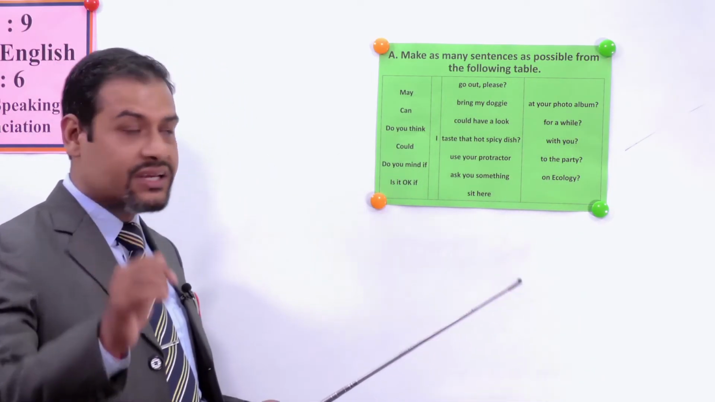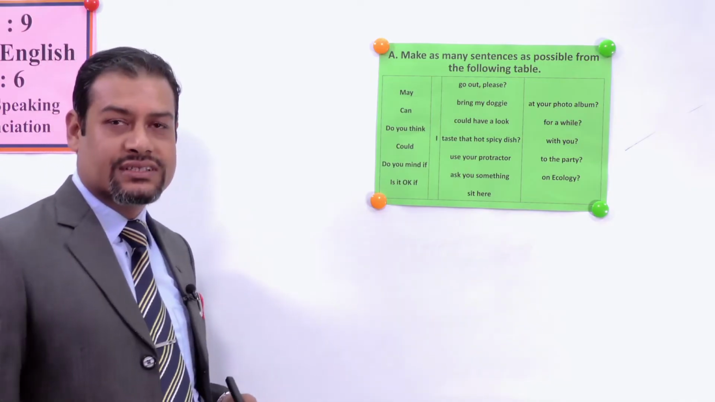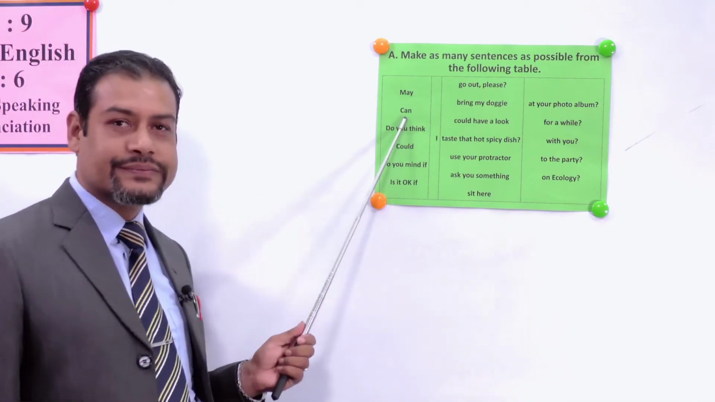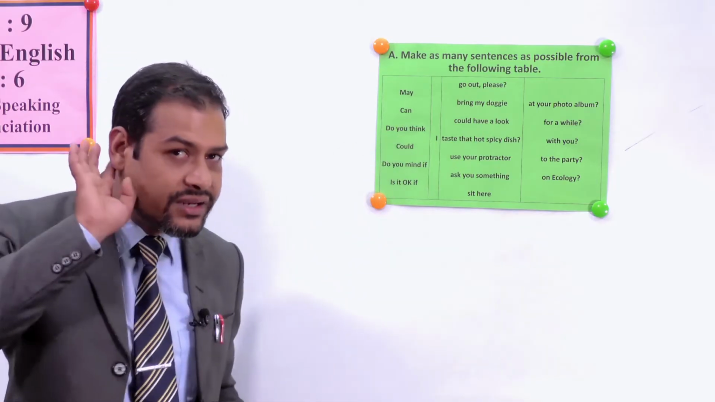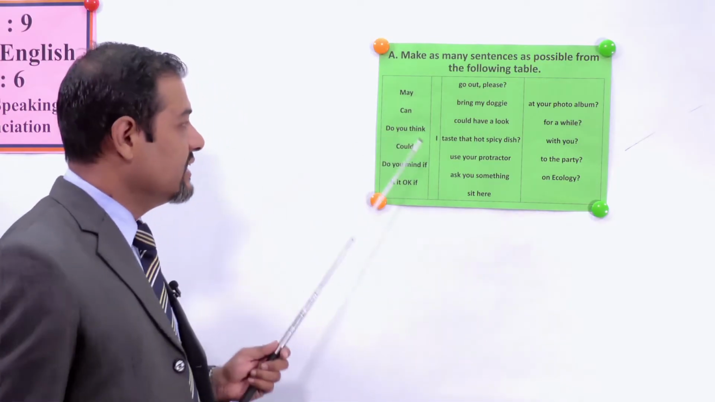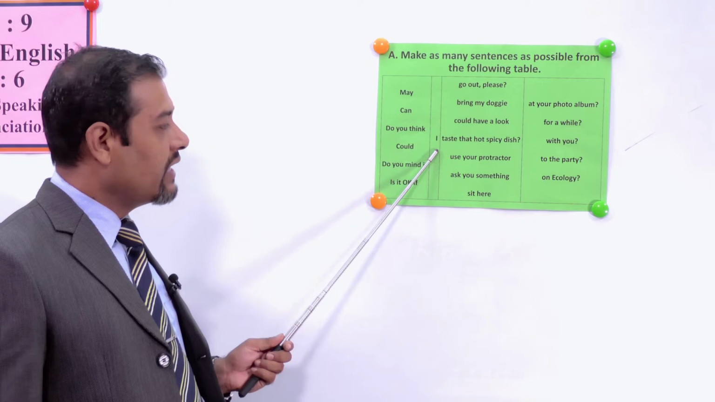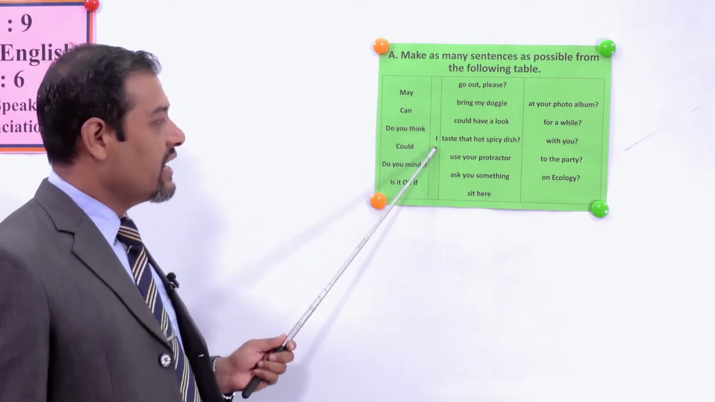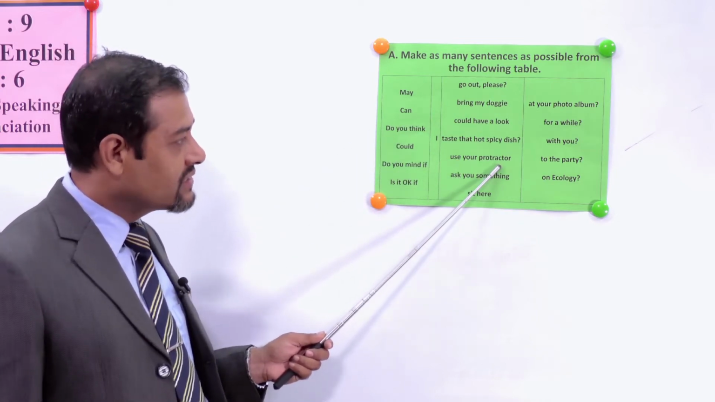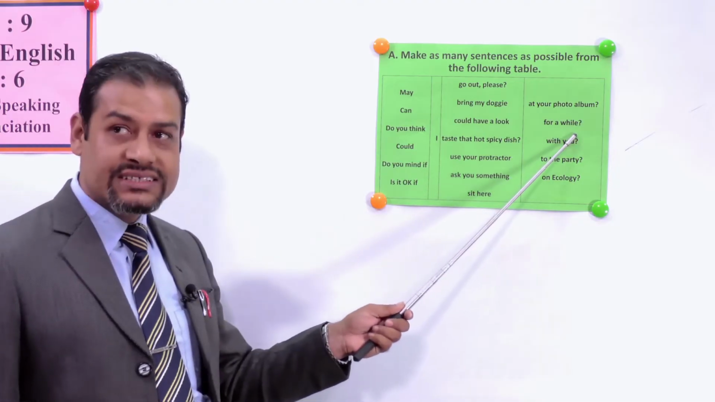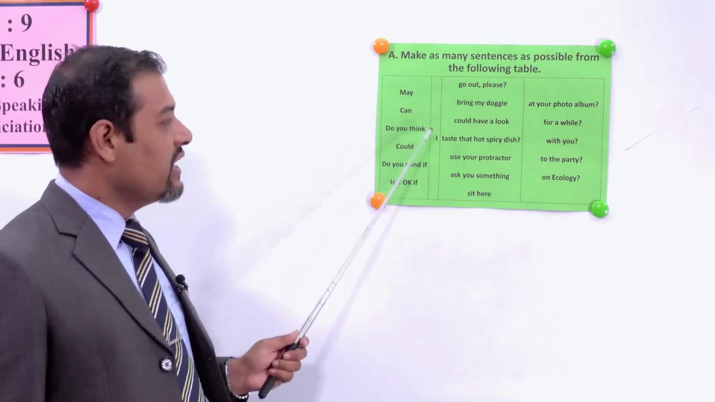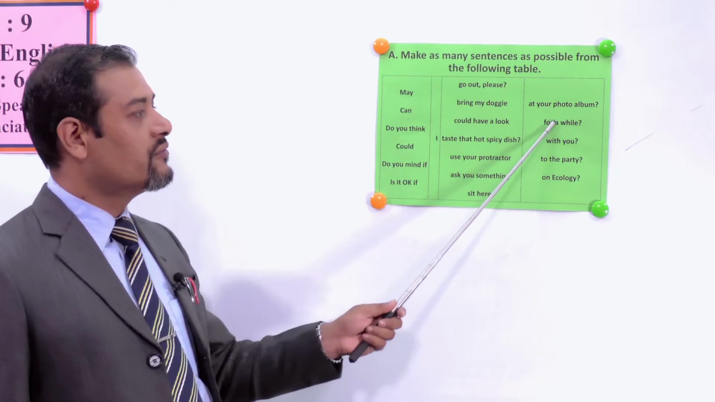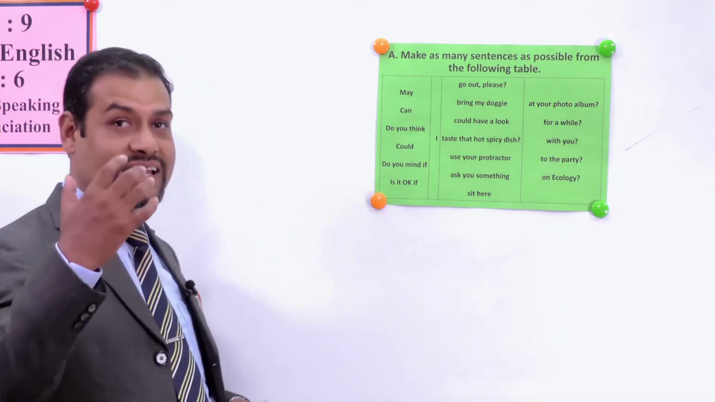One sentence can be this. And what can be another sentence? All of you please tell me using can. What is it? All of you tell me loudly. Yes, that is, can I, and then what can it be? Can I use your protector for a while, you can say, okay. Can I use your protector for a while? You can say like this.